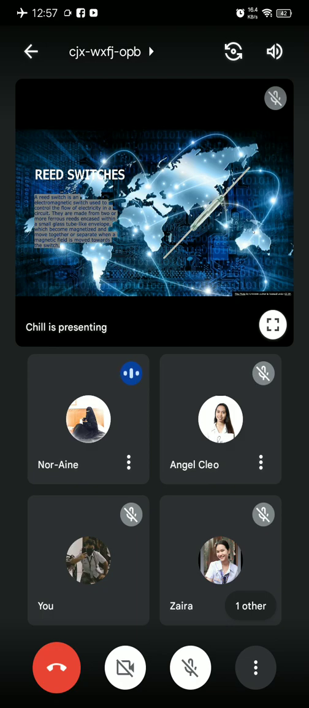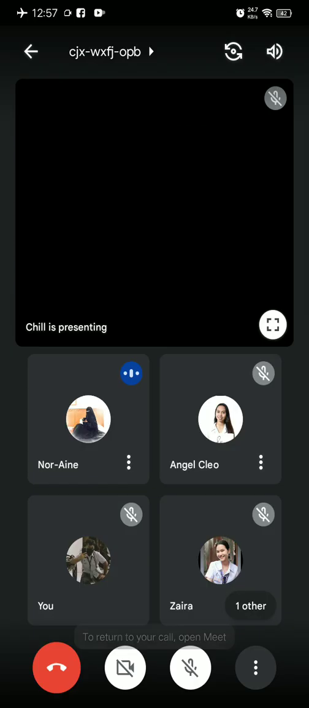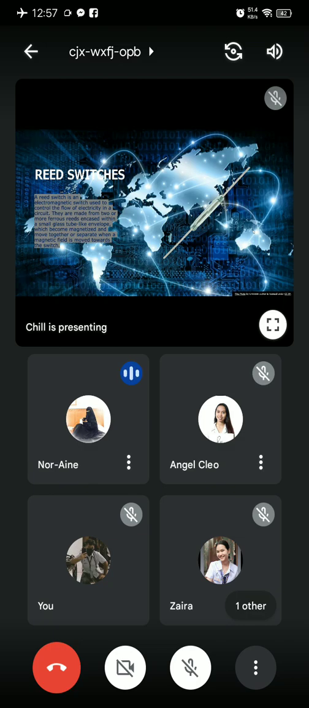Unlike mechanical switches, they do not require something or someone to physically flick them on or off. So there are two types of reed switch, the normally open and normally closed.